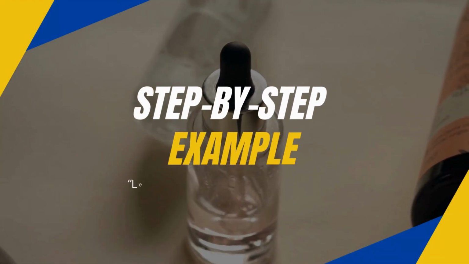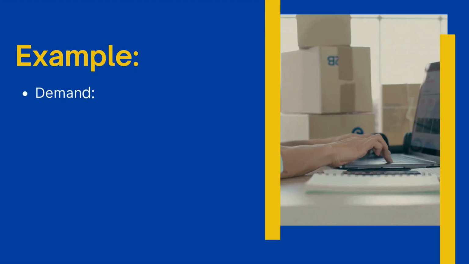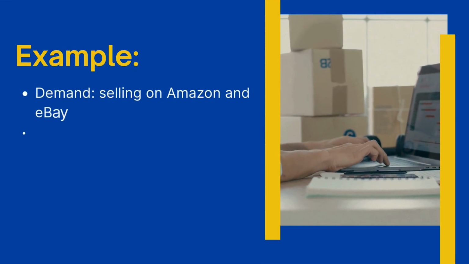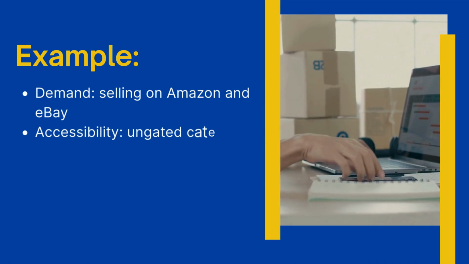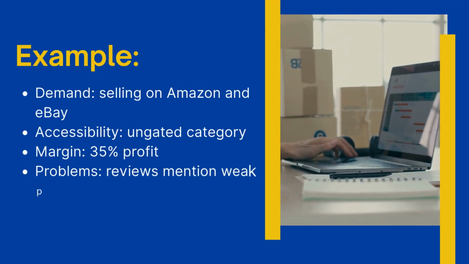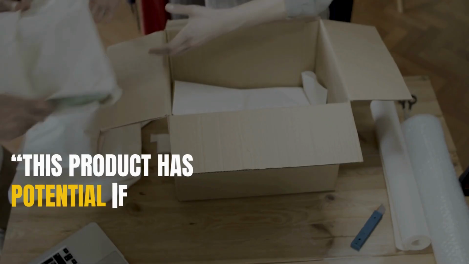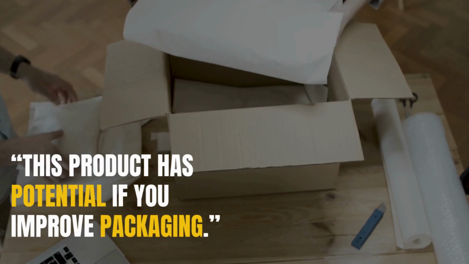Step-by-step example. Let's apply the formula to a simple product. Example. Demand: selling on Amazon and eBay. Accessibility: ungated category. Margin: 35% profit. Problems: reviews mention weak packaging. This product has potential if you improve packaging.